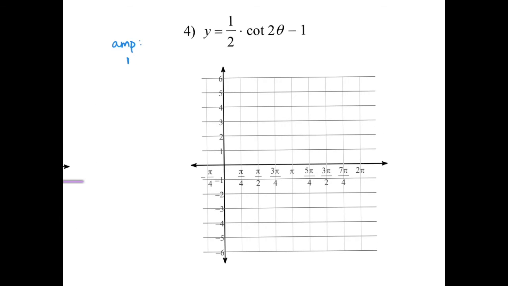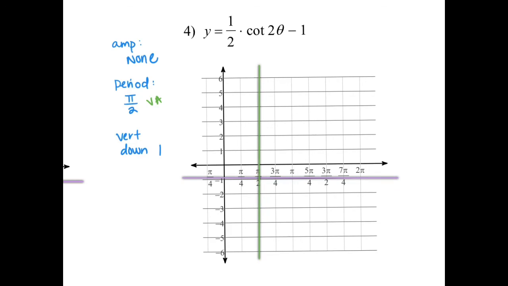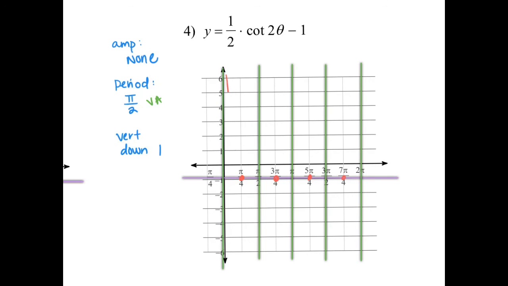One more time. Amplitude, none. Period, pi over 2, down 1. Let's hit that down 1. This time my periods are my vertical asymptotes. Get those in there. After you get your vertical asymptotes, you're going to put your points in the middle, so it's going to be on your axis. And since it's cotangent, I'm going down. Now you got to try it.